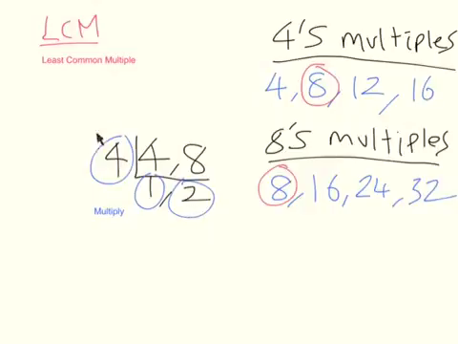GCF, we only needed this number, but in LCM, we need to multiply all three numbers here, which is 8. 8 is the LCM of 4 and 8. As you can see, it has the same answer as the one written here and the one method I used to solve LCM.